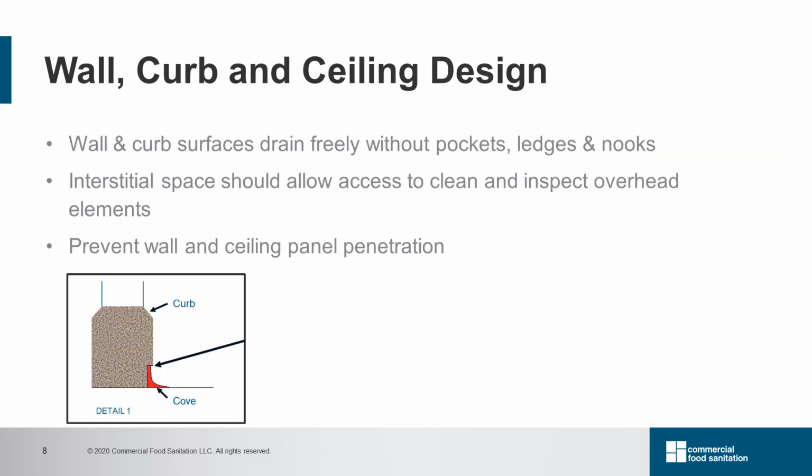Here are some more aspects that I would like to highlight in relation to wall, curb and ceiling design. Wall and curb surfaces drain freely without pockets, ledges and nooks. Interstitial space should allow access to clean and inspect overhead elements and prevent wall and ceiling panel penetration in order to not create harborage sites for soil and pests.